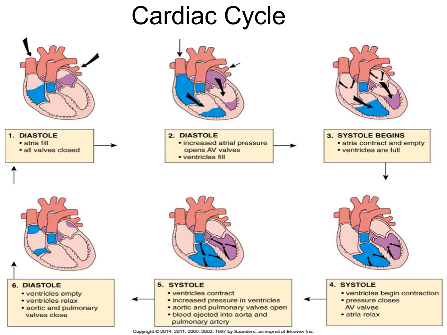The ventricles begin to contract. The pressure closes the AV valves. The atria start to relax. The ventricles then contract. There's increased pressure in the ventricles. The aortic and the pulmonary valves are forced open. Blood is ejected into the aorta and the pulmonary artery. And then we go back into diastole. The ventricles empty. The ventricles relax. The aortic and the pulmonary valves close. And then the cycle starts all over again. The atria start to fill back up again.